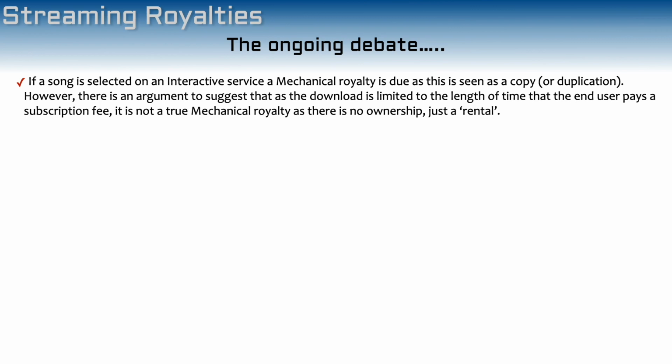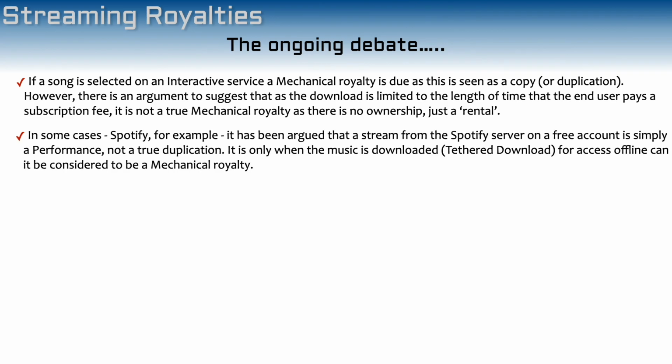If a song is selected on an interactive service, a mechanical royalty is due, as this is seen as a copy or duplication. However, there is an argument to suggest that, as the download is limited to the length of time that the user pays a subscription fee, it is not a true mechanical royalty as there is no ownership, just a rental. In some cases, Spotify for example, it has been argued that a stream from the Spotify server on a free account is simply a performance, not a true duplication. It is only when the music is downloaded for access offline can it be considered to be a mechanical royalty.